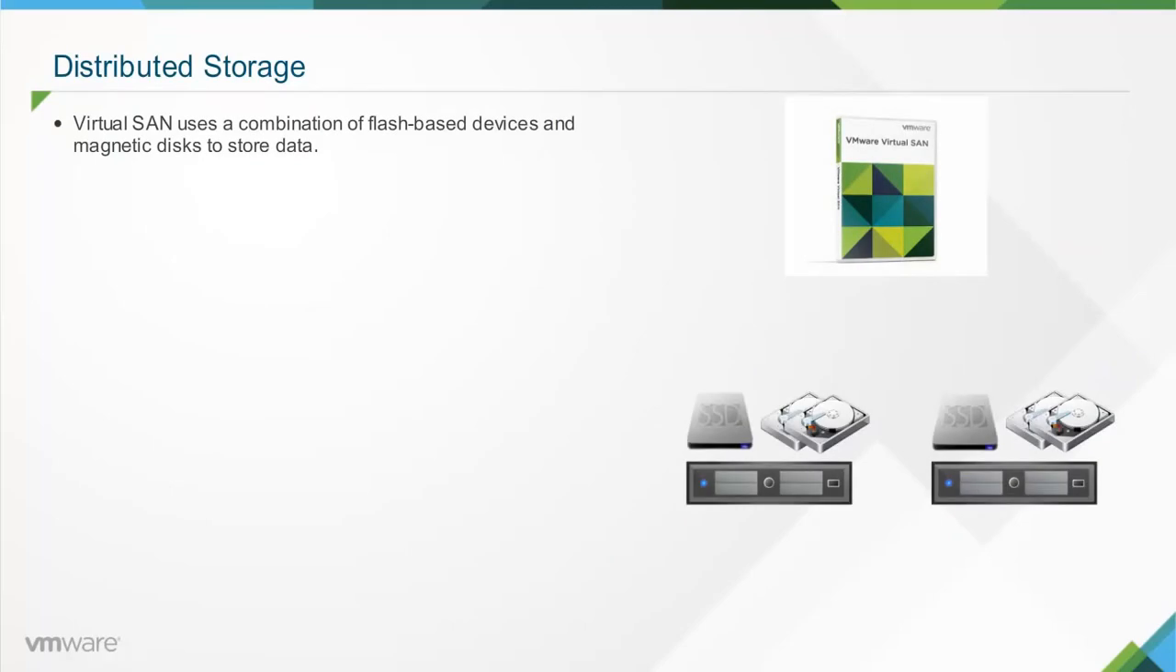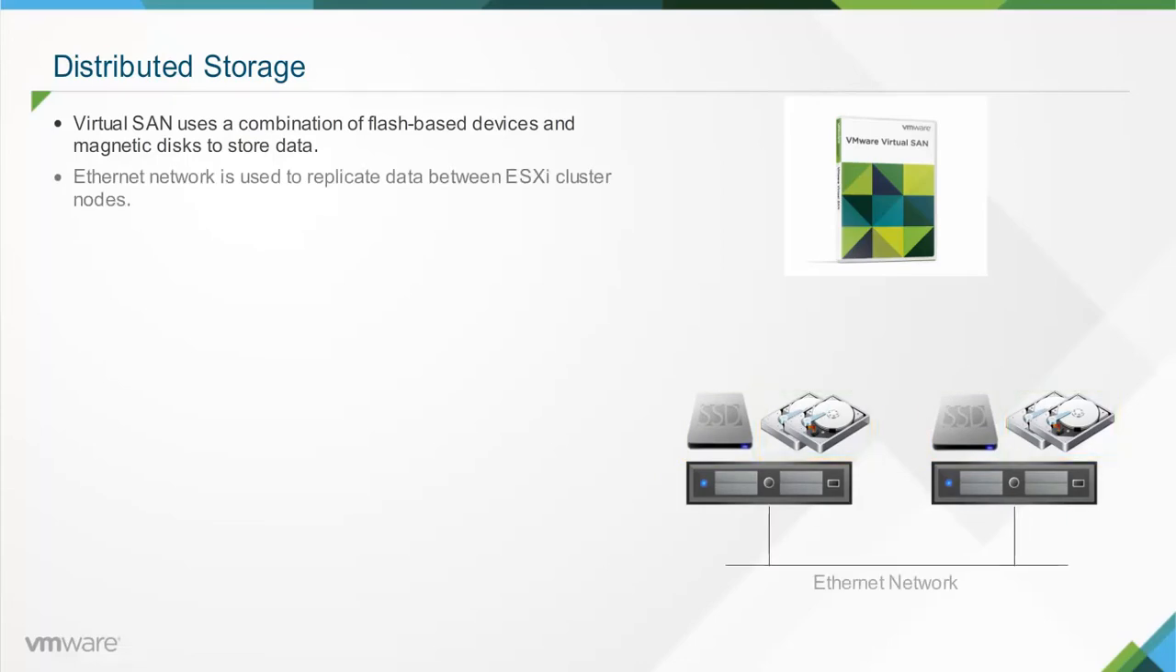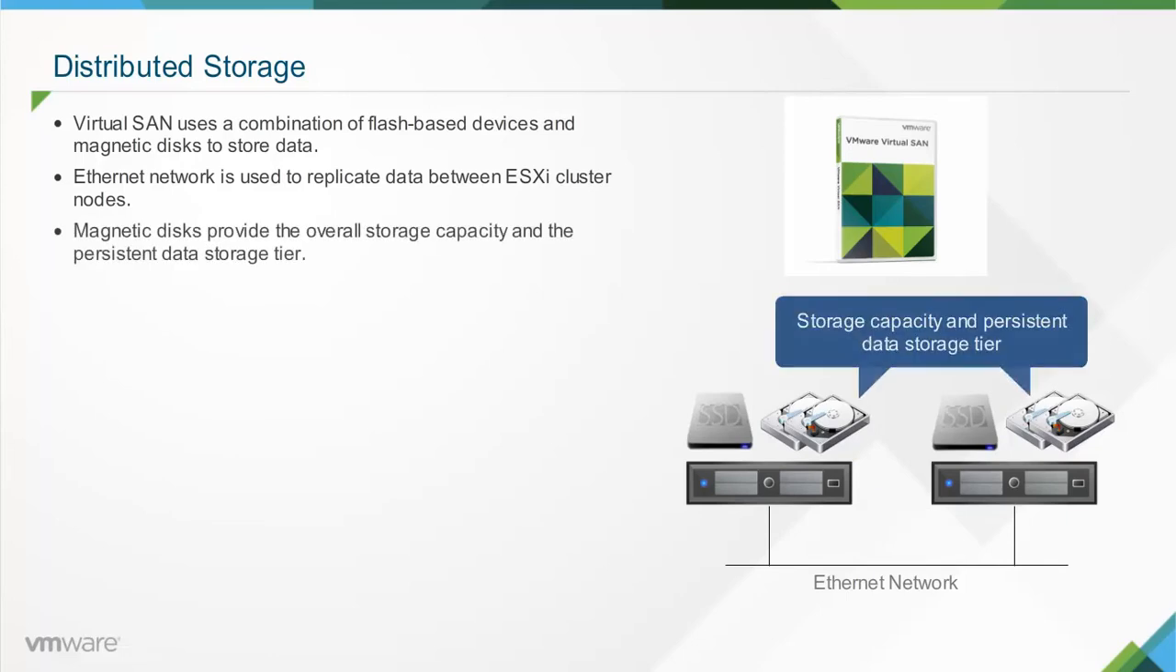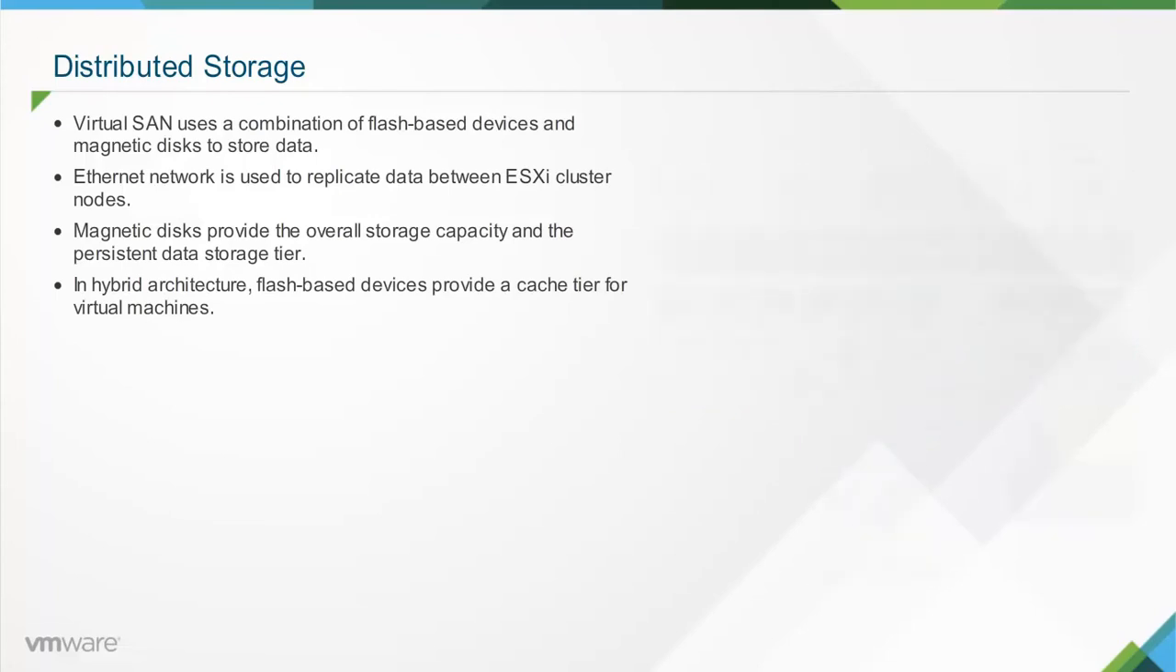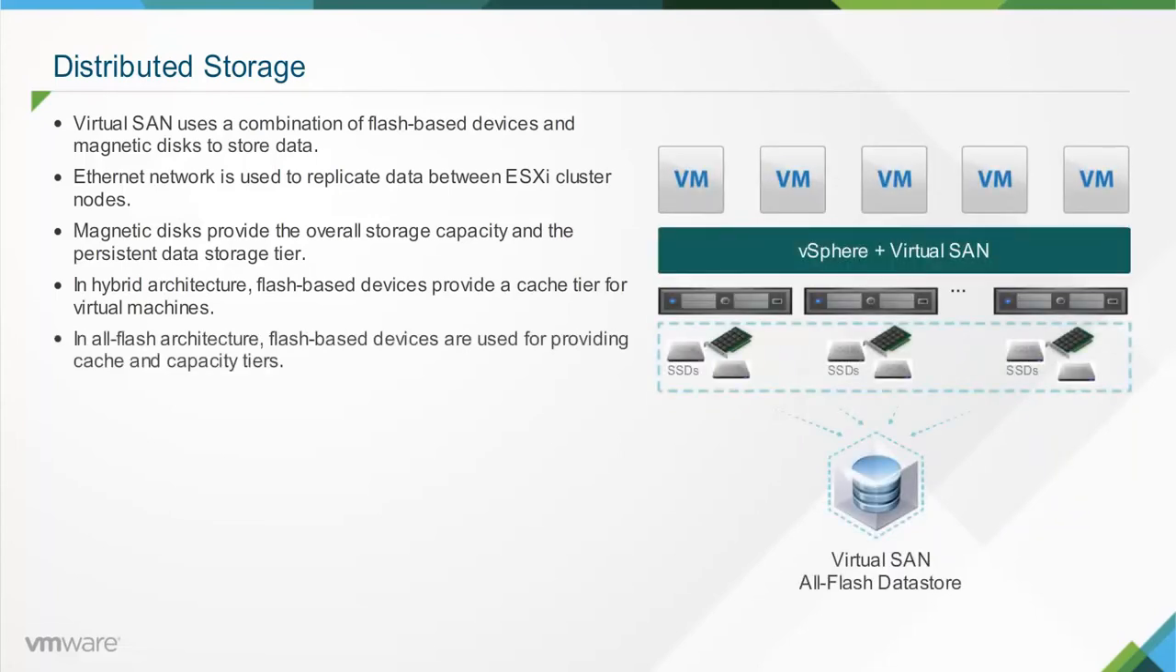vSAN uses a combination of flash-based devices on ESXi hosts and magnetic disks to store data. It uses the Ethernet network to replicate data between ESXi cluster nodes according to the configurable policies. Magnetic disks provide the overall storage capacity in the persistent data storage tier. In hybrid architecture, flash-based devices provide a cache tier for the virtual machines. Moreover, in all-flash architecture, flash-based devices are used for providing cache and capacity tiers.